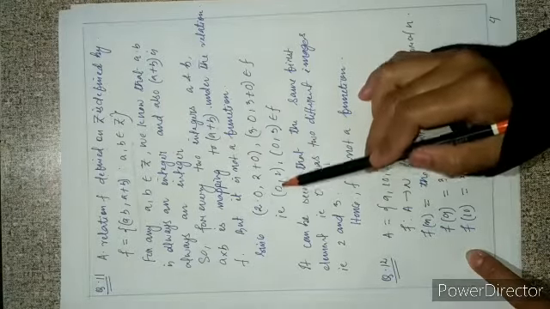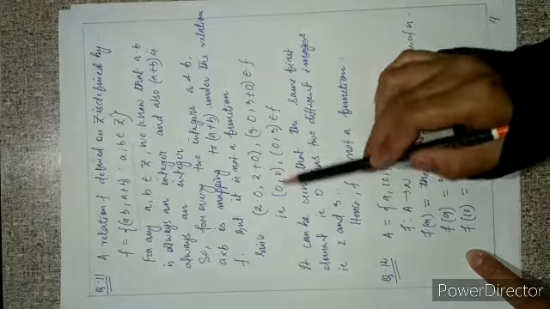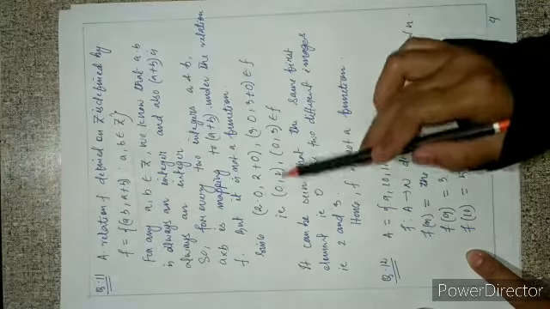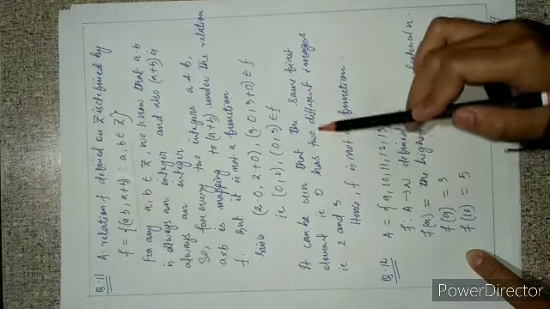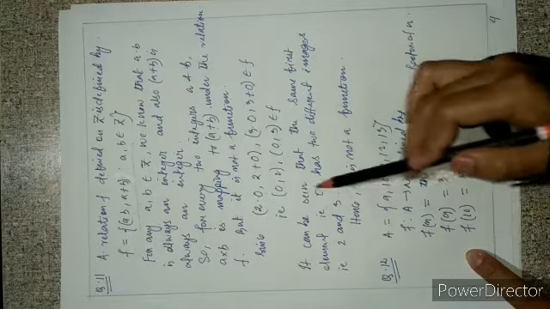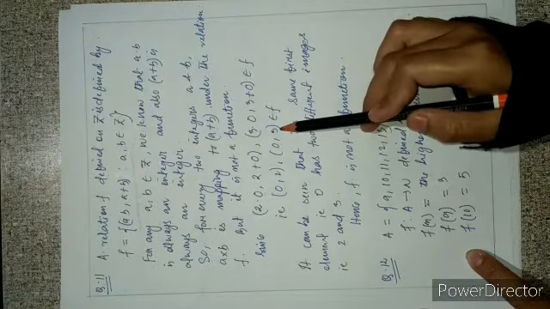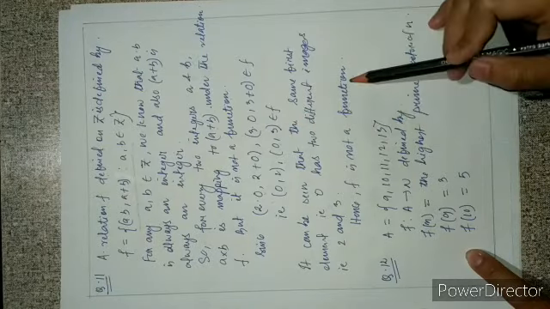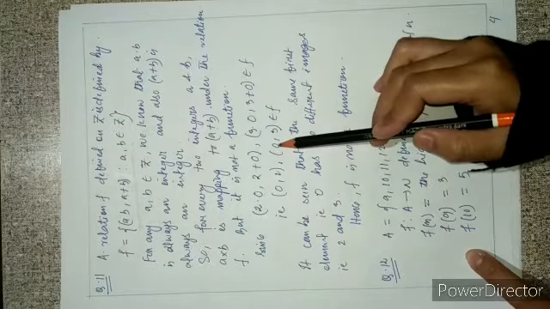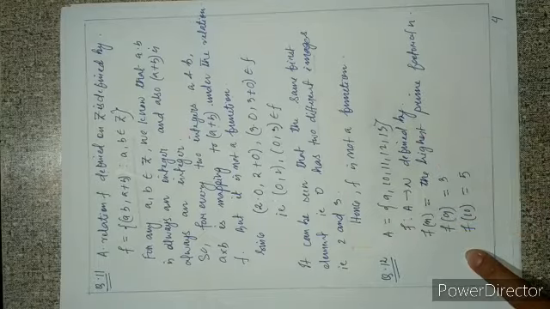So the ordered pairs (0, 2) and (0, 3) belong to f. But for a function, the first element 0 cannot have two images. It can be seen that the same first element, that is 0, has two different images, that is 2 and 3. Hence it is not a function. So to check whether relation f is a function, we need to check 0 or any other element, whether it has more than one image.